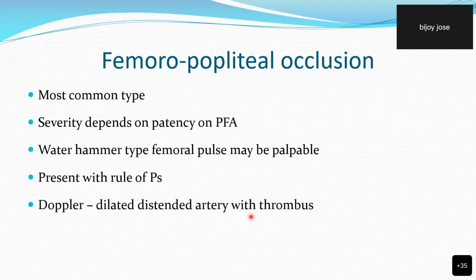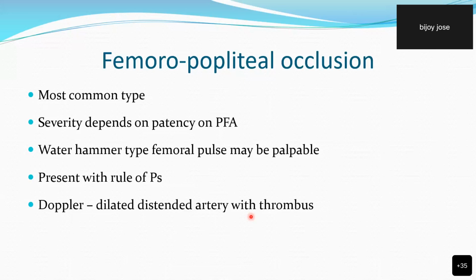the patient is going to present with severe symptoms. And if the thrombus is occluding the SFA from its origin or distal to that, and the profunda is flowing, then the patient is going to have mild symptoms. So the patency of the profunda is very important in case of femoropopliteal occlusion.